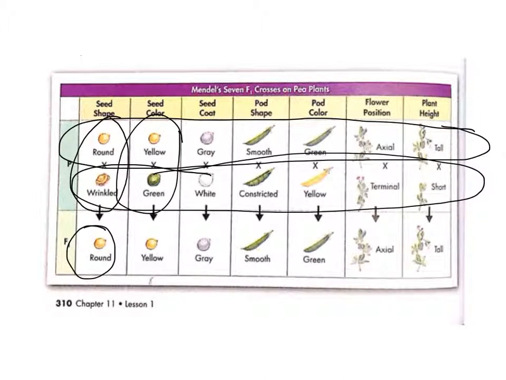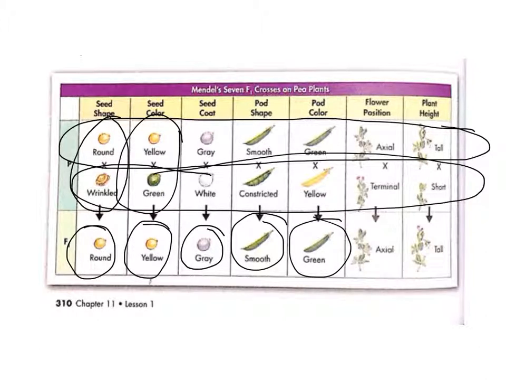When a yellow pea plant was bred with a green pea plant, all of the resulting offspring were yellow. That means that yellow pea color is dominant to green, and green would be recessive. This would be the same for all of the traits that follow. Gray is dominant to white, smooth is dominant to constricted, green pod is dominant to yellow pod, axial flowers are dominant over terminal flowers, and tall flowers are dominant over short flowers.